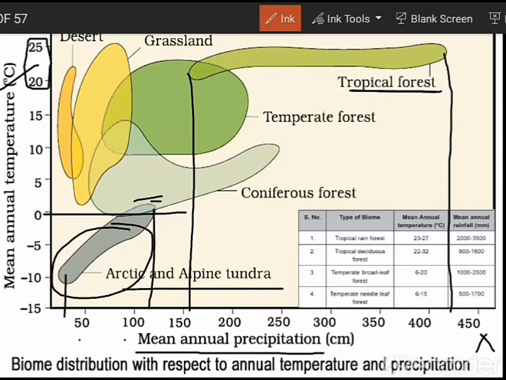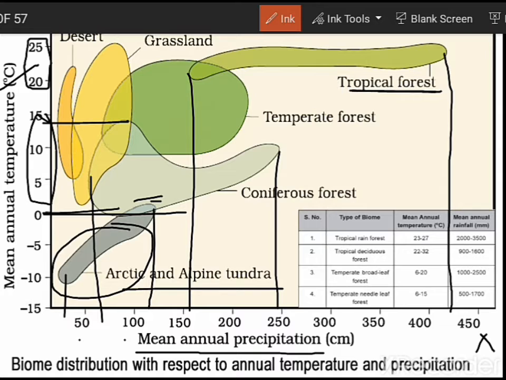Whereas if we see coniferous forest, in the case of coniferous forest, the rainfall is in the range of 75 to 250, and also we can see the temperature ranges between 0 to 15. So the winters are extremely cold and the summers are moderately hot. That is the meaning of temperature lying between 0 to 15. So for coniferous forest we can see a moderate amount of rainfall and a moderate range of temperature.